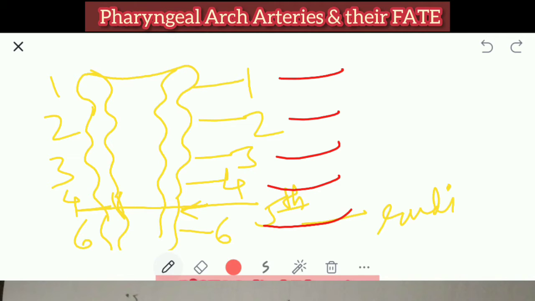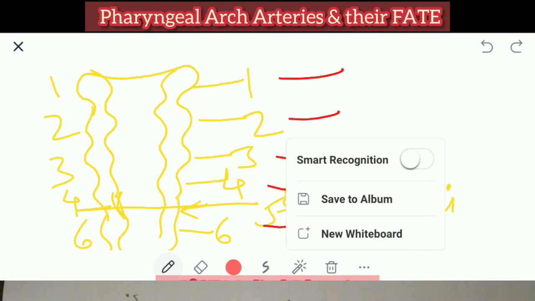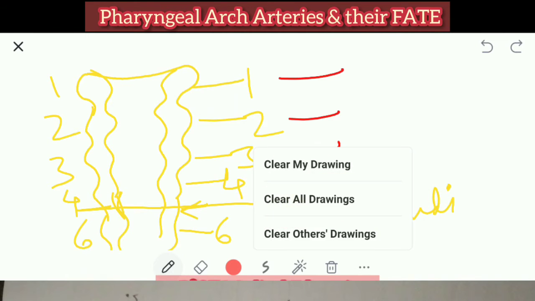Now I will draw one diagram by the help of which you will understand. In the embryonic stage, these arteries have different names. Today you have one aorta in your body, but embryonically, when it is developing, there are two aortae. One gets regressed and the other develops. Now, what all structures get regressed and what all develop, this you will see.